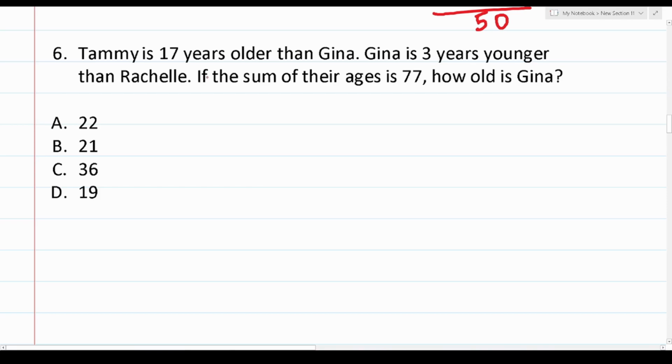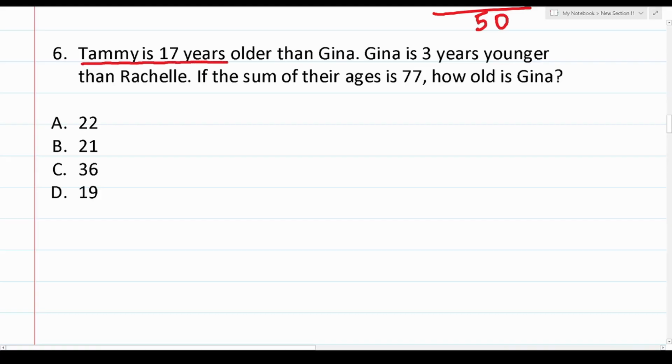All right, number 6 says Tammy is 17 years older than Gina. Gina is 3 years younger than Rochelle. If the sum of their ages is 77, how old is Gina? Okay, so this is an age problem, and it's not as difficult as you think. As long as you can translate this word problem into a simple algebraic expression that will help you figure out how old each of these people are. So the way I like to think about these is like this.